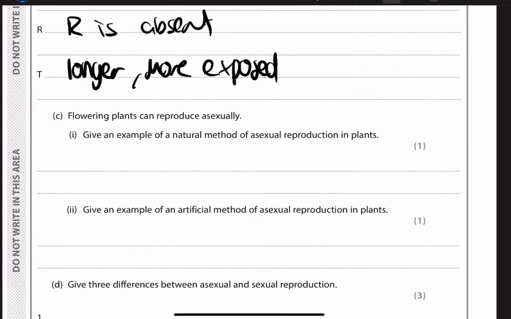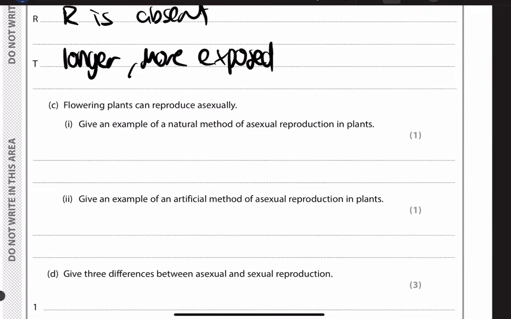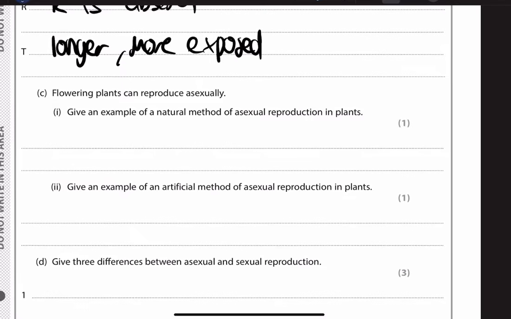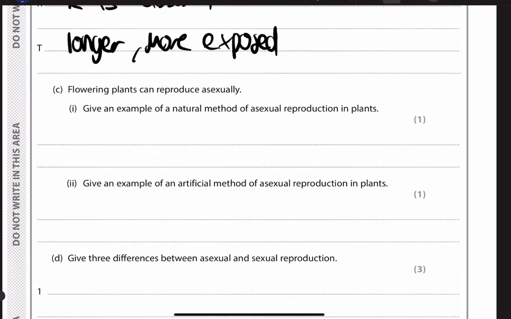Flowering plants can reproduce asexually. Give an example of a natural method of asexual reproduction in plants. Okay, now I want you to think of potatoes and these plants that are in the ground, right? And you must know of tubers, right? You've heard of tubers before. Very common form of asexual reproduction, probably the most famous one.